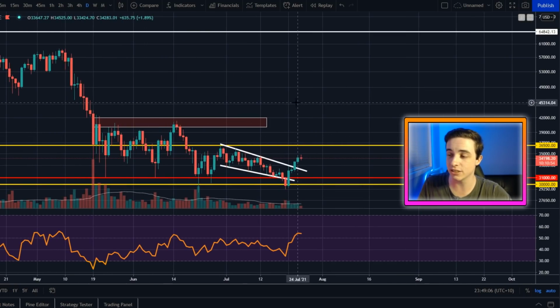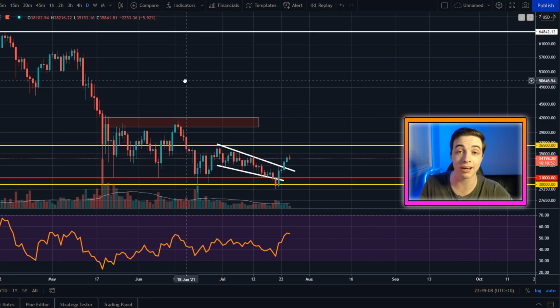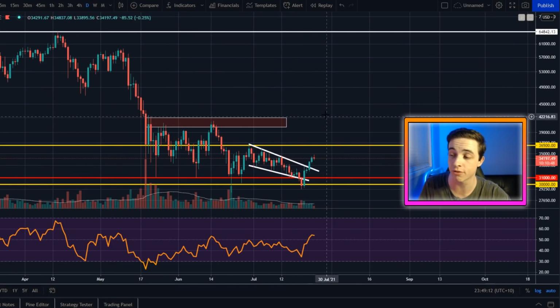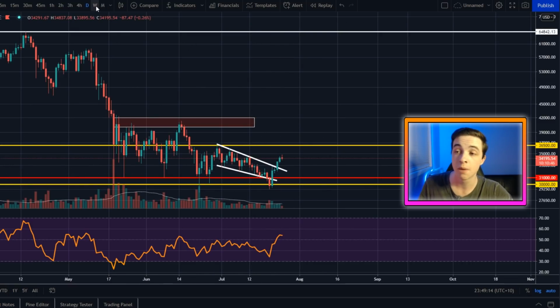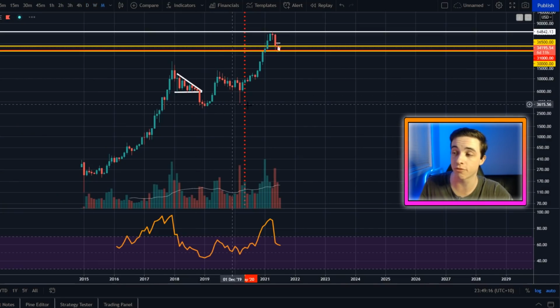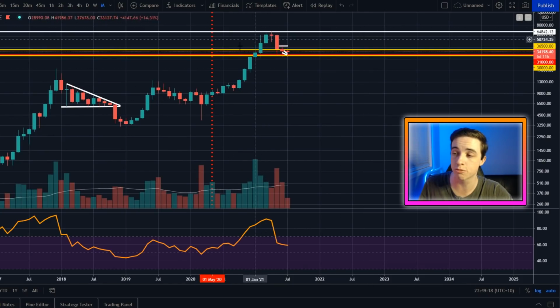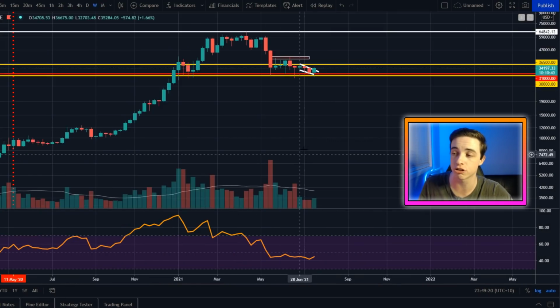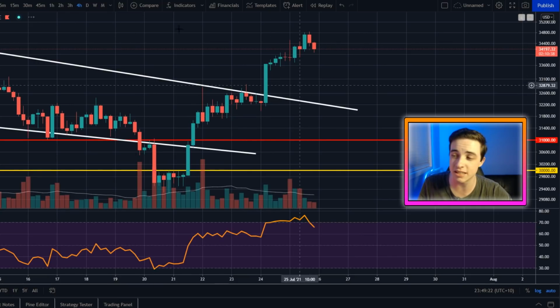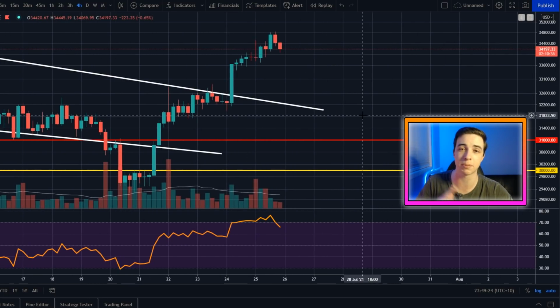Zooming out to the daily time frame, on the daily chart, we are in a downtrend. We are technically speaking looking a little bit more bearish on the daily time frame if you're just looking at the price alone. But on the weekly time frame and the monthly time frame, we are still in a huge uptrend, a huge bull market on the much larger time frame. So looking between the different time frames definitely gives you different perspectives on the market.